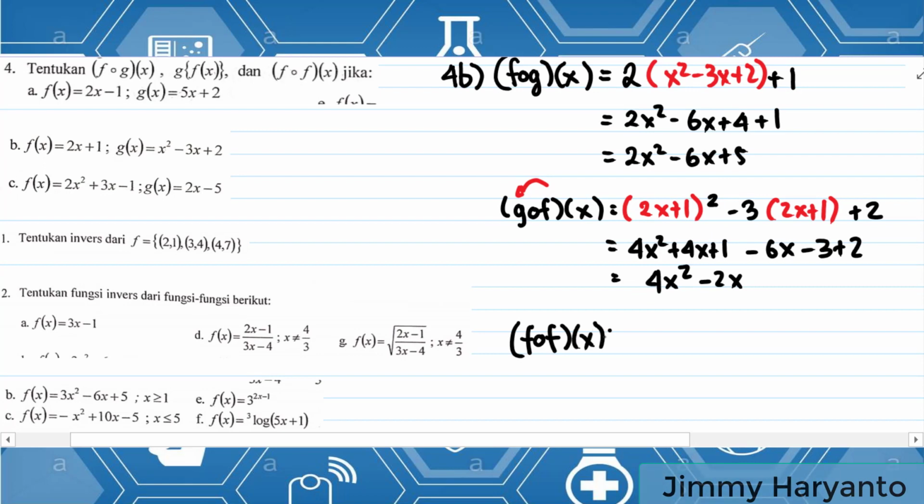F of F, that means F goes into F. F is 2x plus 1, so change the x into F again: 2x plus 1. So the result will be 4x plus 2 plus 1 plus 3. There you go, that is for B.